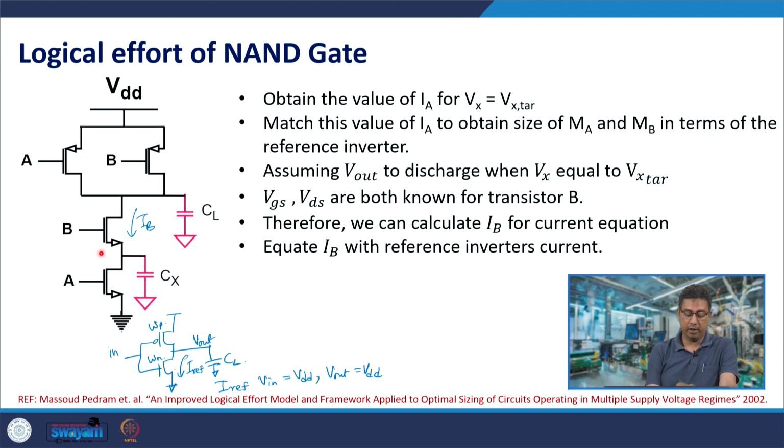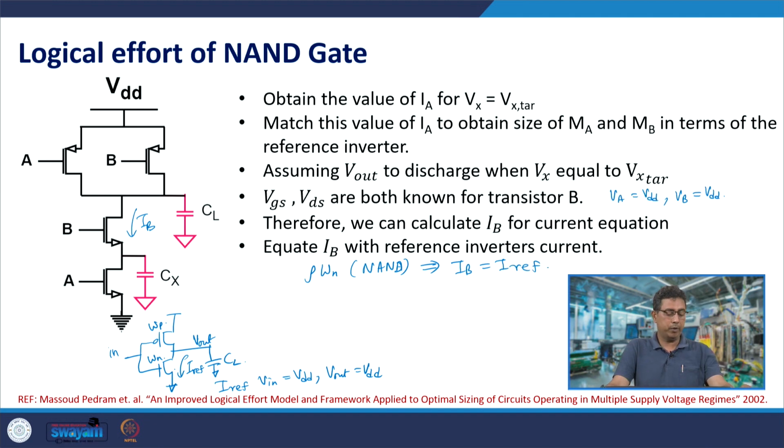For both of them to match, increase the width of transistor B and transistor A simultaneously. Keep the widths of transistors B and A equal, and increase that size. When you increase it to a value rho Wn for the NAND gate, then you get that IB matches Iref. That is the approach we have.